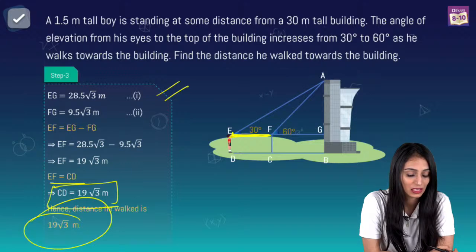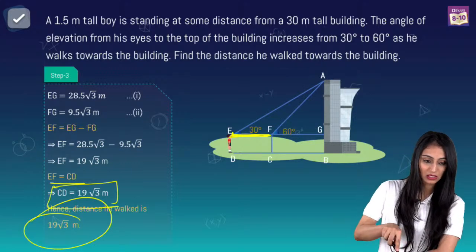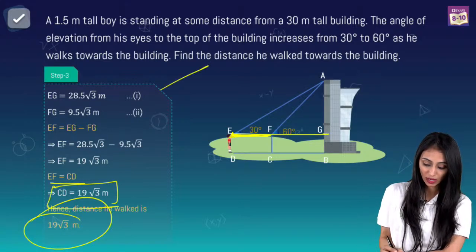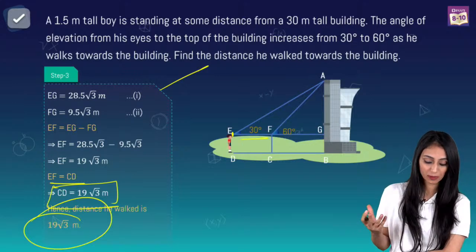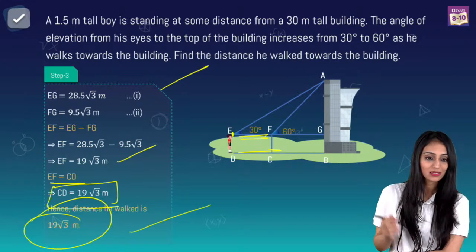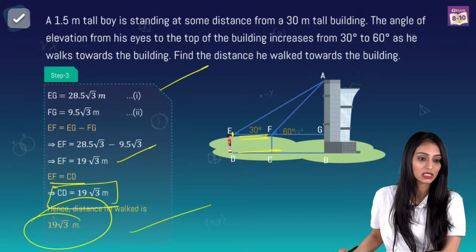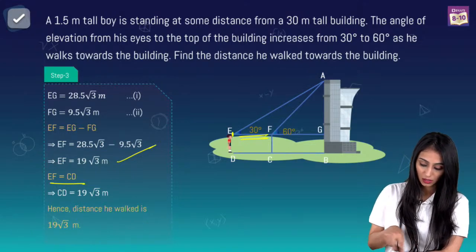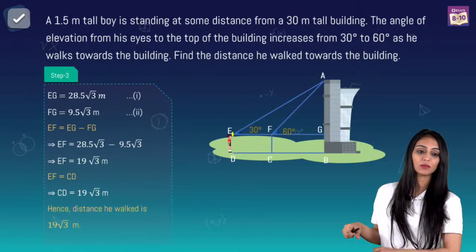Darshini. Step 3. Step 3 basically, Shruti, we have the value of EG, right? You have the value of FG also. So to get this value EF, you are simply going to subtract them. You get 19 root 3. Now EF and CD are both equal. So I can say this is the distance that he has walked towards the building. Yes, Swati, with step. Quickly, whenever you have a doubt, you can just tell me the step number.